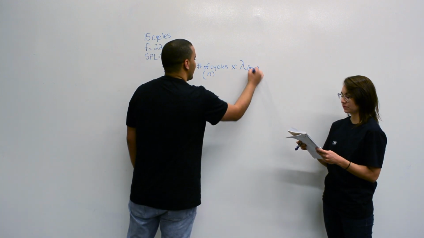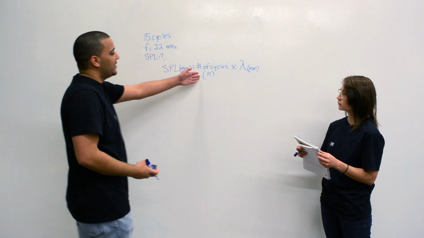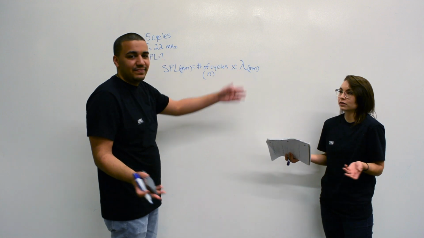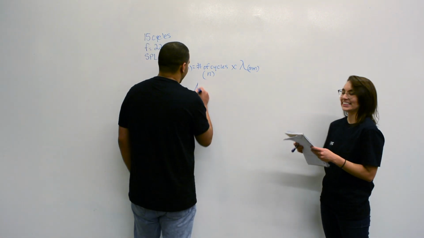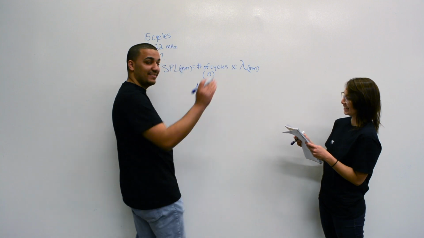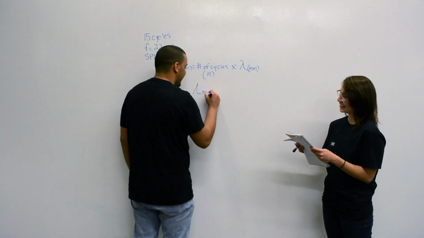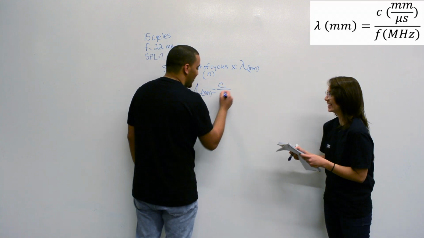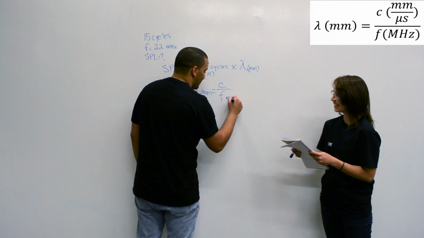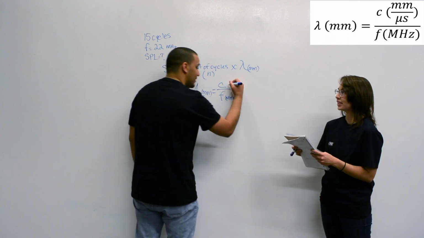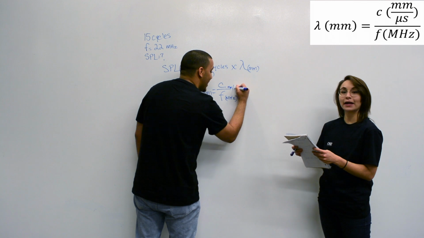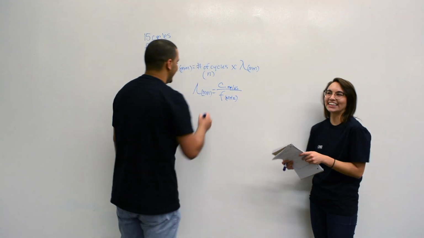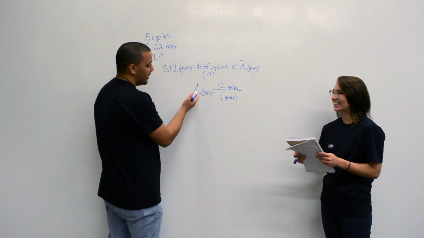And that's in millimeters. All right, so we got the number of cycles, but we don't have a wavelength. So what's the equation for wavelength? Somebody's thinking. Now we got wavelength. You always got to put your units, don't forget that. So, wavelength is propagation speed over frequency. Yes. That's megahertz, and propagation speed is millimeters per microsecond. All right, so the first thing we're doing, we're solving for the wavelength.